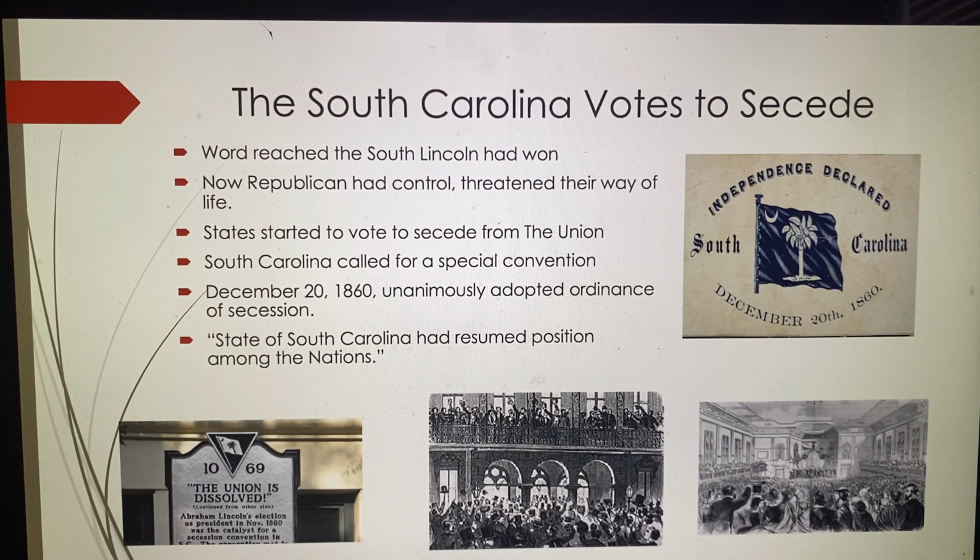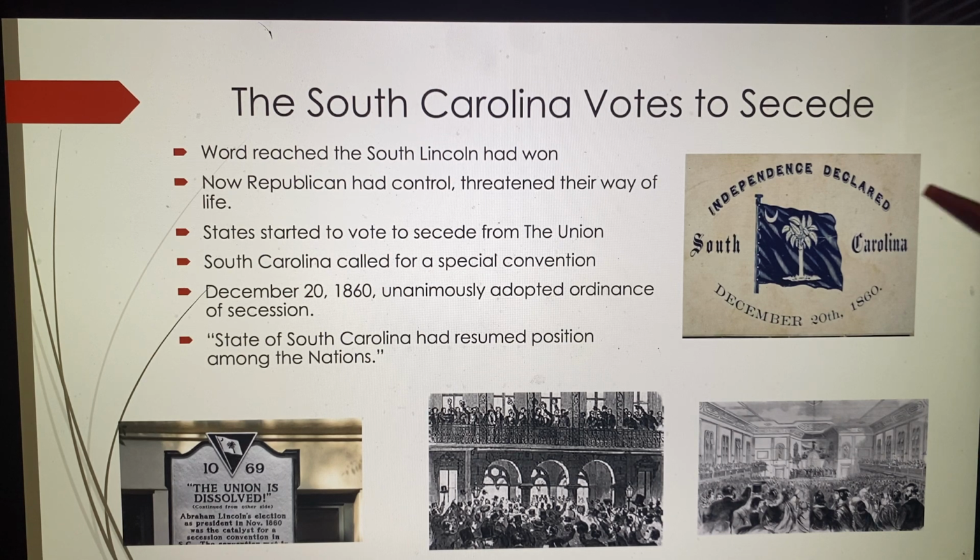South Carolina called a special convention together on December 20th, 1860, and they unanimously adopted the Ordinance of Secession, saying the state of South Carolina had resumed its position among the nations. So South Carolina would become its own nation. Oh boy, this would begin a lot of problems.